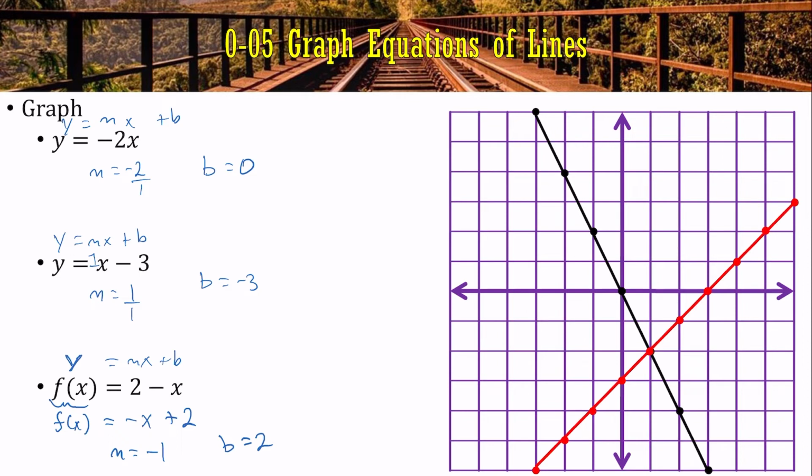So we're going to start at 2 on the y-axis, the green dot. And our slope is negative 1, or negative 1 over 1. So we'll go down 1 and to the right 1. Or I could go up 1 and left 1, so going backwards. Do that a whole bunch of times and draw a nice line.